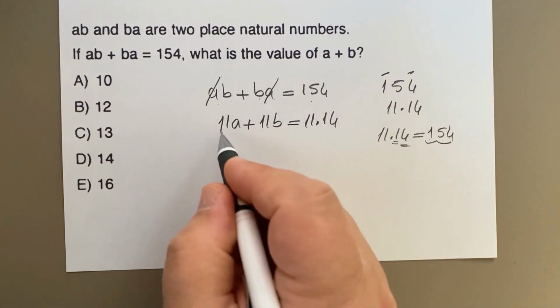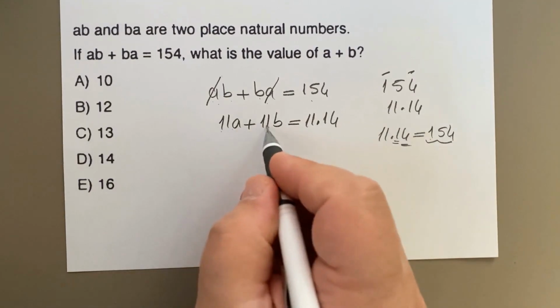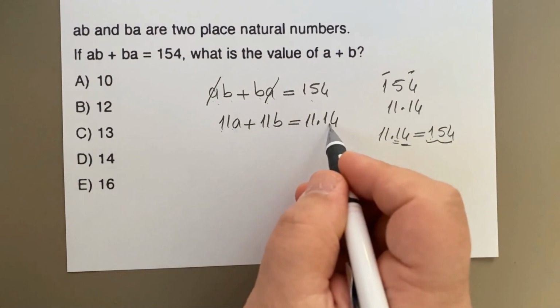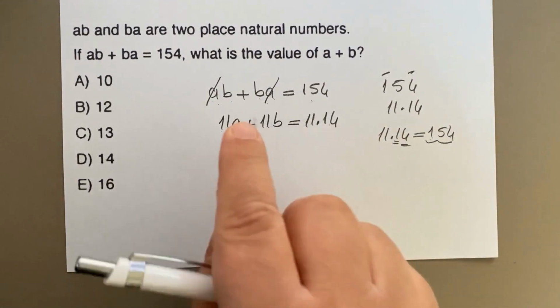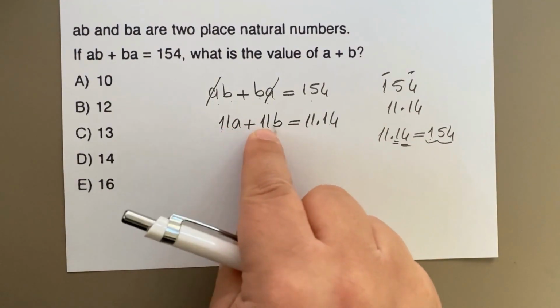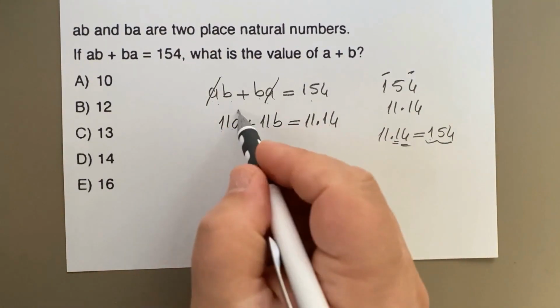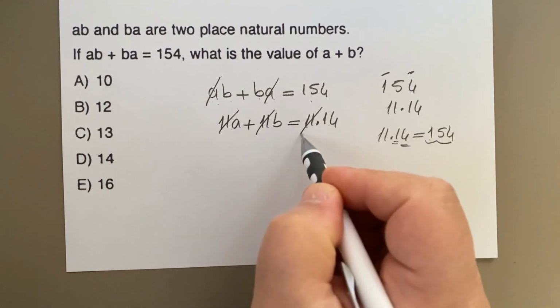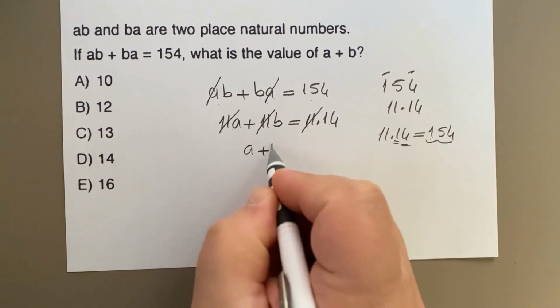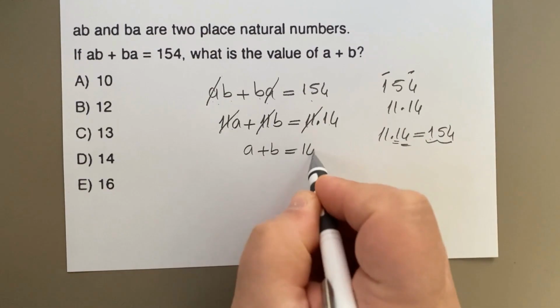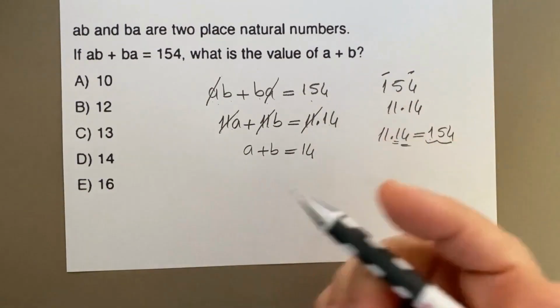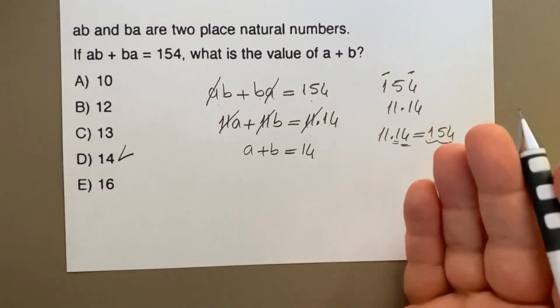Now, this is the product of 11 and A, the product of 11 and B, and the product of 11 and 14. They all have 11 in common. That's why I'm simplifying the 11s. I'm finding the sum of A plus B to be 14. The correct answer is option D.